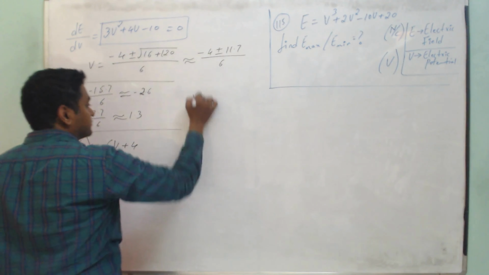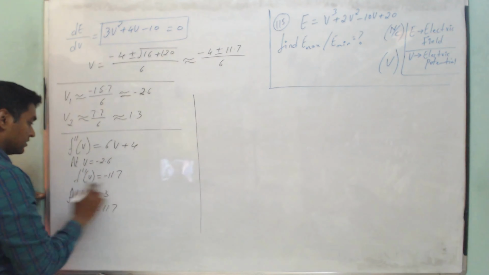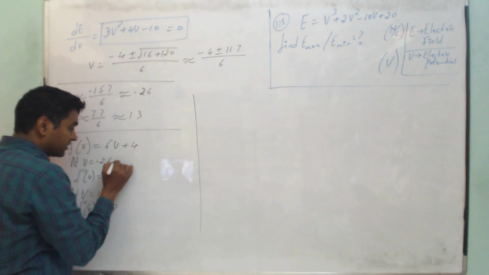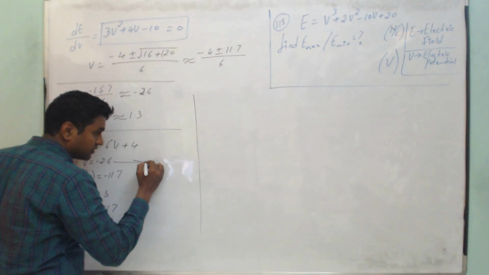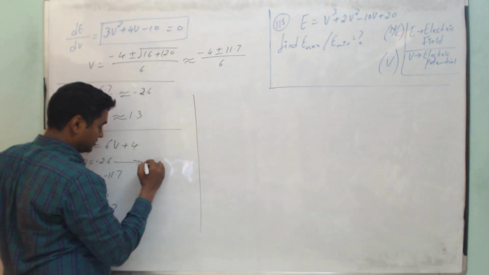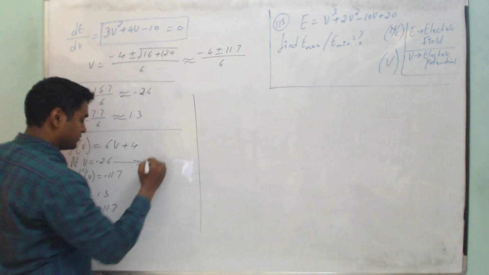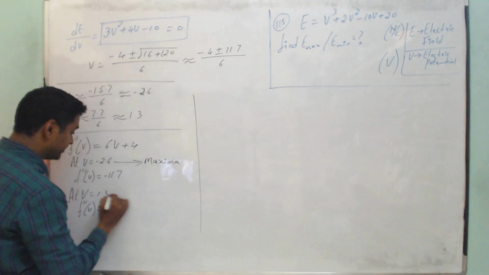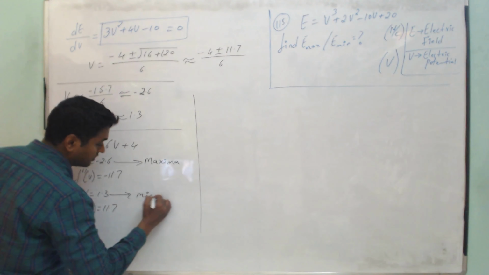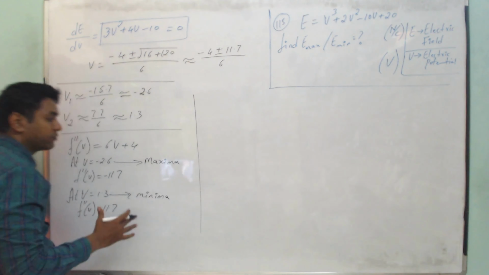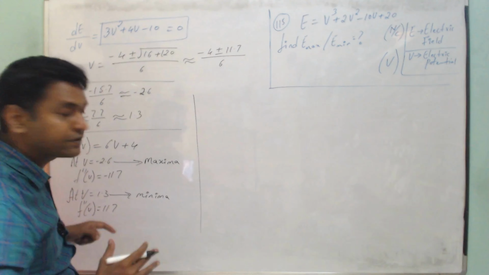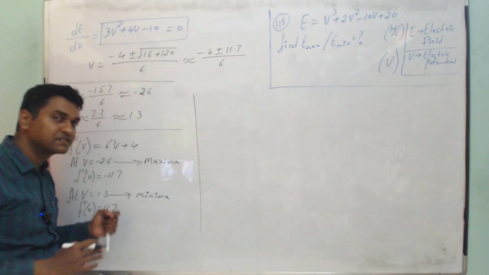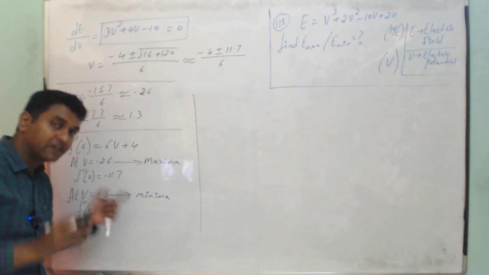So now, here I can say my double differential is negative at v is equal to minus 2.6. Therefore, this should represent what? Maxima. And the other fellow automatically will become a minimum. Therefore, because I got a proper conclusion that at v is equal to minus 2.6, I will have a maxima. At v is equal to 1.3, I will have a minima.